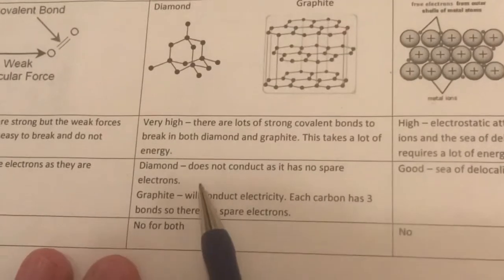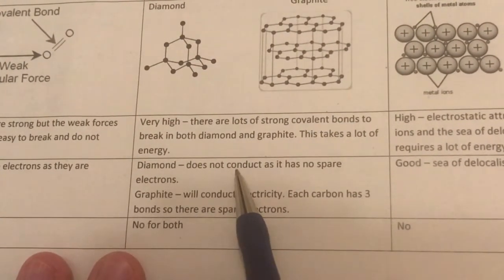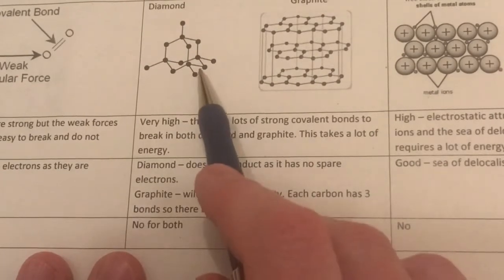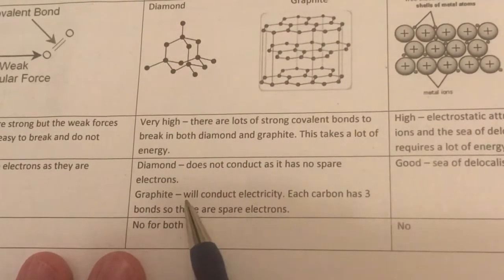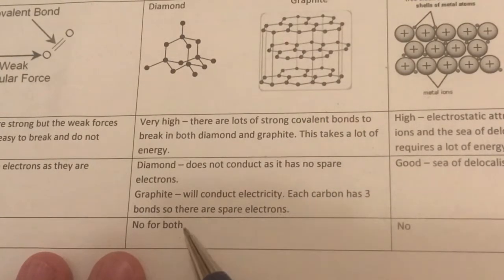In terms of the conductivity, diamond does not conduct electricity because there are no spare electrons, 4 bonds, no spare electrons, but graphite will conduct, as we've said, because each carbon's got 3 bonds and there's a delocalized electron that's able to move about.